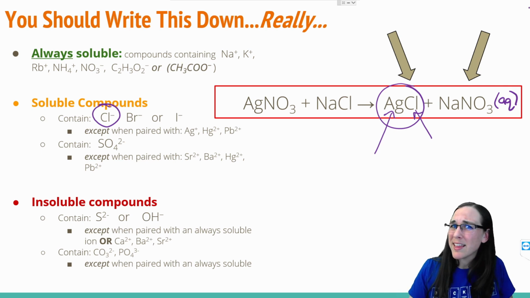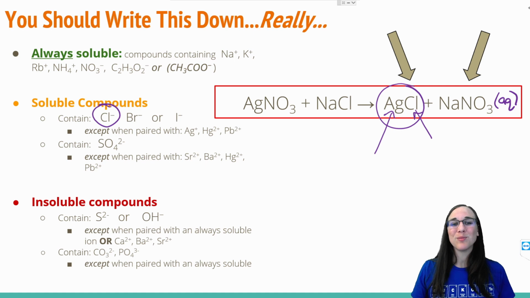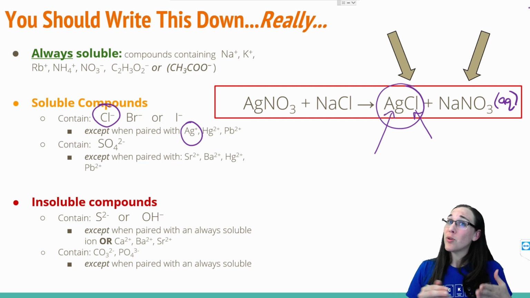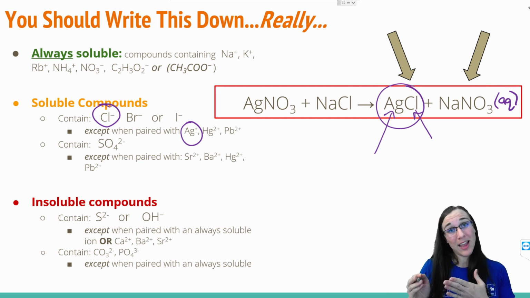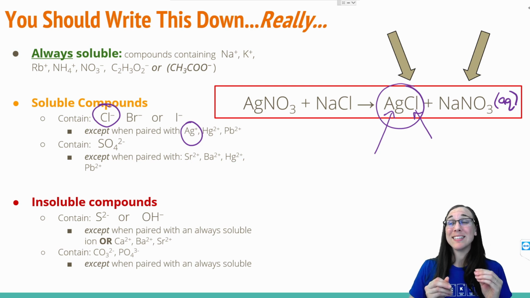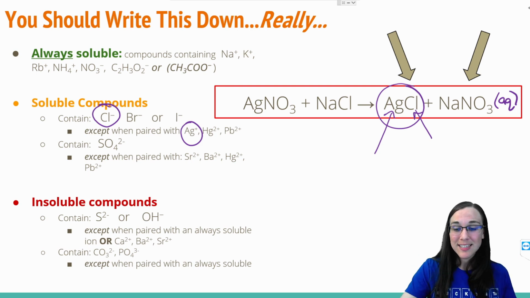Well, wouldn't that mean that AgCl is soluble? Yes, if it were paired with something other than silver. The fact that it's paired with silver is the exception. Even though chlorine is normally a soluble anion, because it's paired with silver, Ag, that makes it insoluble. So in this case, AgCl is our solid precipitate. If you're not a part of the solution, you're a part of the precipitate.